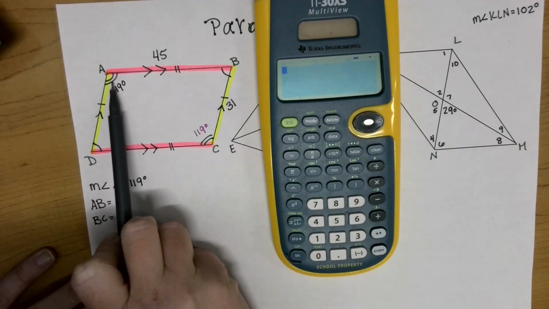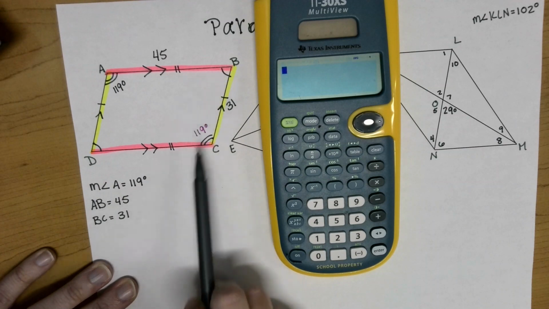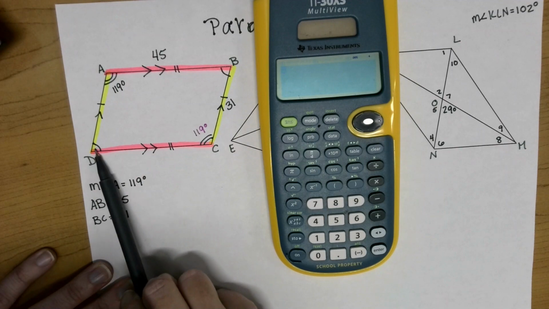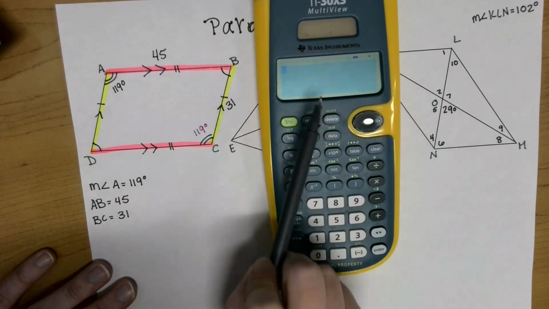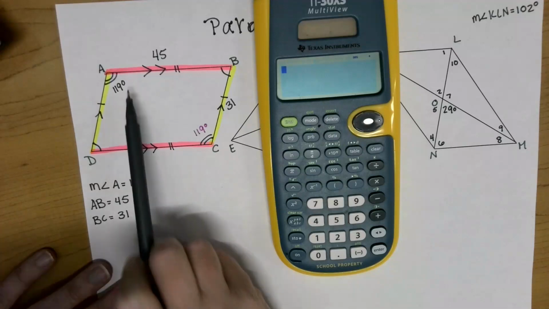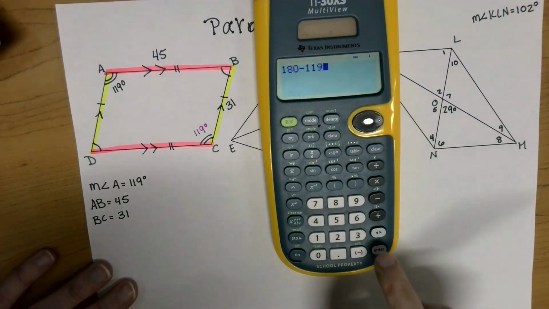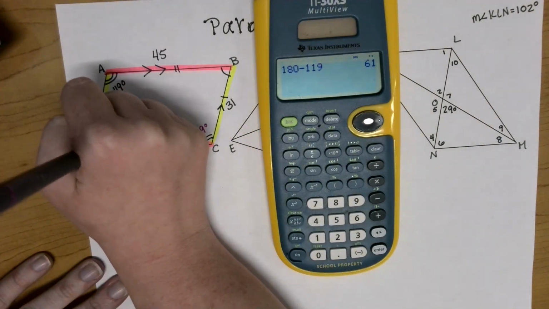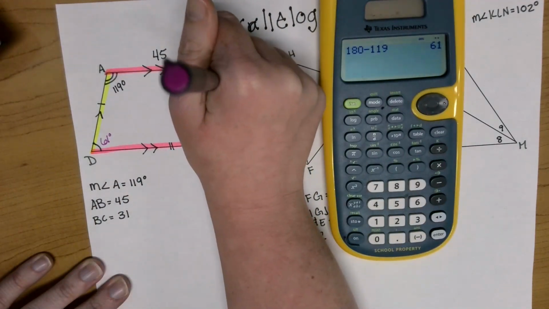And I also know that A and B should add up to 180. B and C will add up to 180. C and D will add up to 180. D and A will add up to 180. So what I'm going to do is 180 minus 119. And that gives me 61 degrees. So angles D and B are 61 degrees.